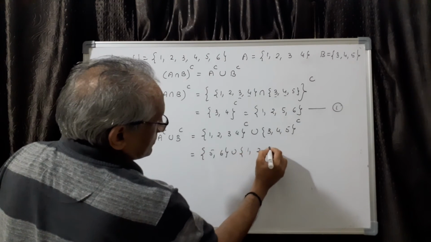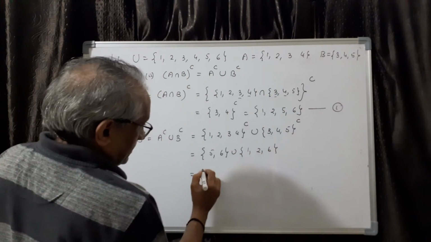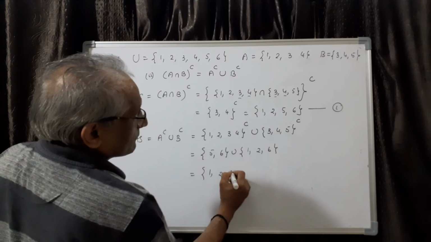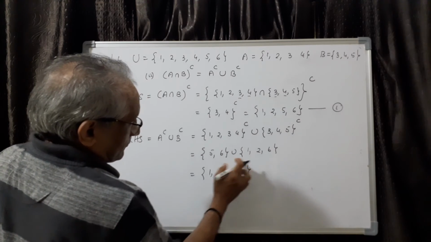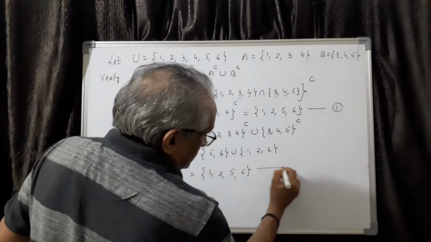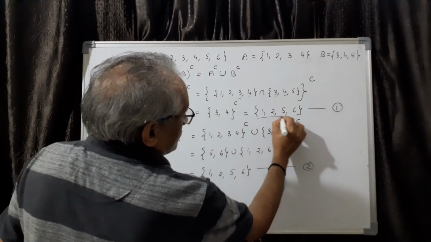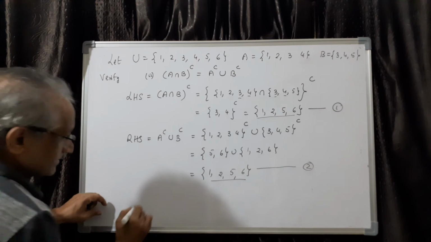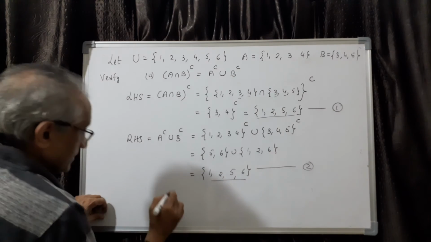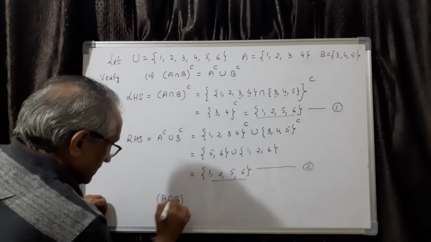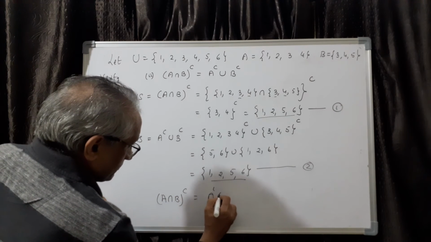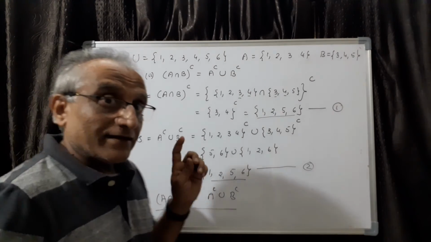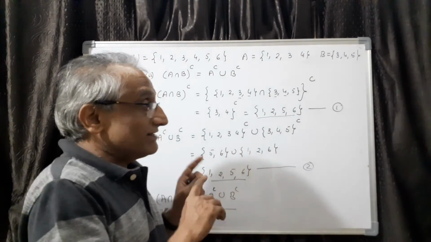So {1, 2, 6}. Now when you take the union, 1 I have to write, then 2 I have to write, then 5 I have to write, 6 I have to write. Of course whatever is repeated we need not write. So this is 2. Now you can check {1, 2, 5, 6}, {1, 2, 5, 6}. Therefore left hand side must be equal to right hand side. So (A intersection B) complement equals A complement union B complement. So this is the verification. Once again it is not a proof, remember, it is a verification.